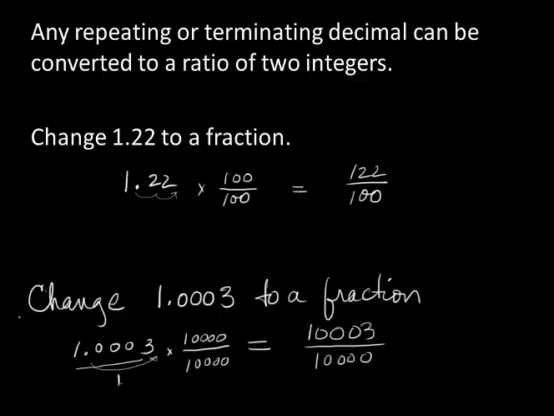And again, maybe we could reduce it. I don't think so. In fact, I'm sure not, because 2 and 5 are the only primes that go into 10,000, and they don't go into the top. So that one is in reduced form.